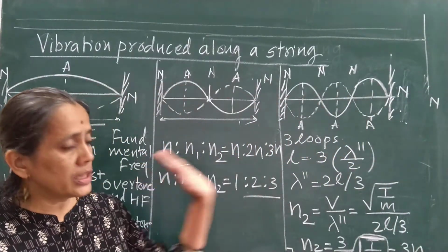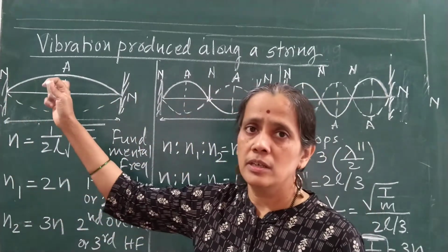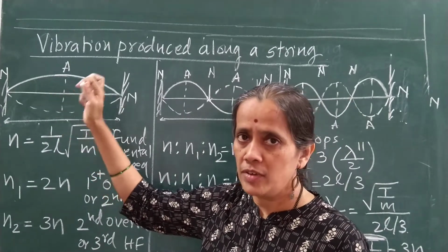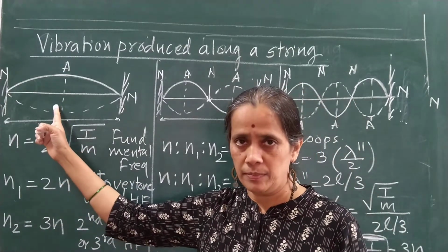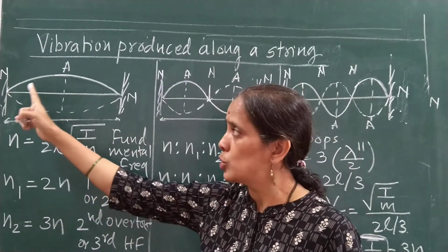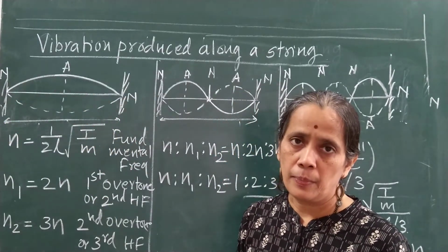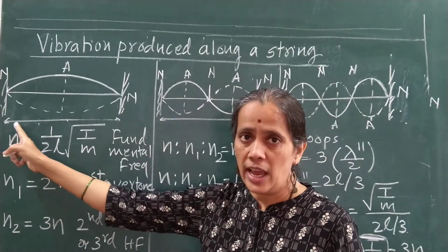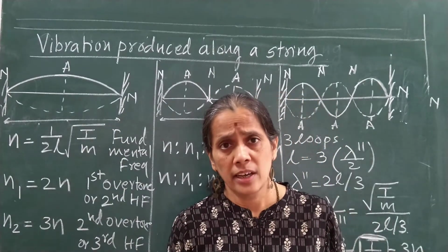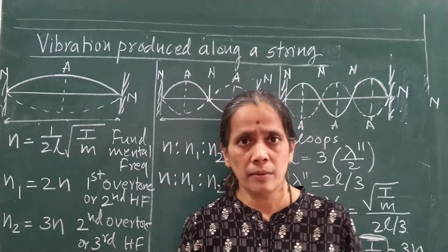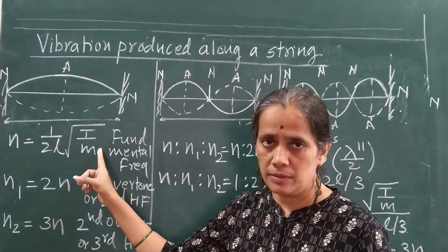Now, on this particular topic, which type of questions will be there? First type of question is: derive the expression for fundamental frequency. How to write? First draw this diagram. From this diagram, show the node formations at the rigid supports and antinode at the center. Then we can write L, the length of the string, is equal to lambda by 2. From that, write the value of lambda, which is equal to 2L, and then put it in the frequency formula. So I will get this fundamental frequency.